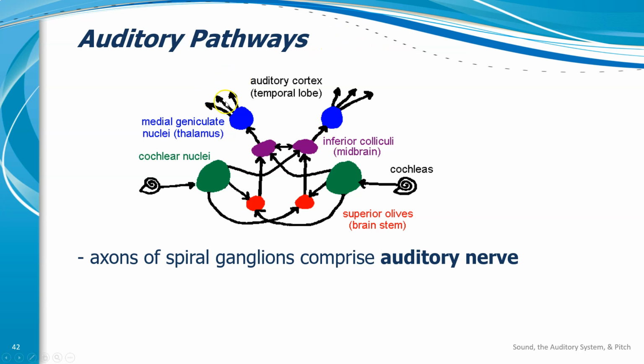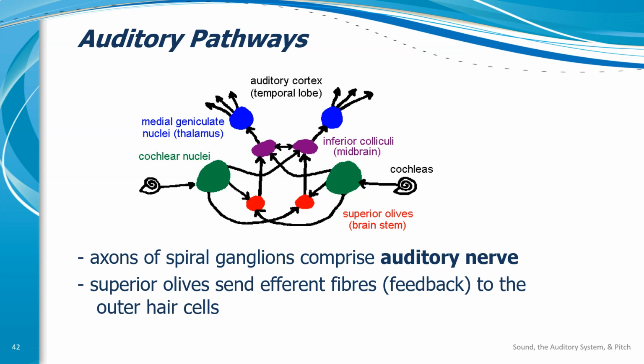And then from there, from these blue regions, they project to the auditory cortex and the temporal lobe. Whew, there is a lot of stuff going on. And you know what? I even left out some connections. There is a really important connection that I left out. I do want to talk about it. And that is feedback connections from the superior olives. They send feedback back to the outer hair cells.